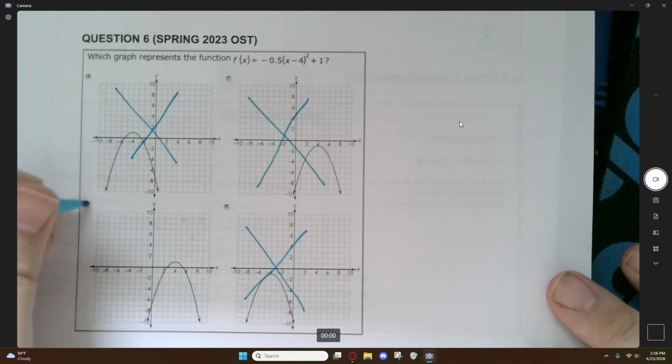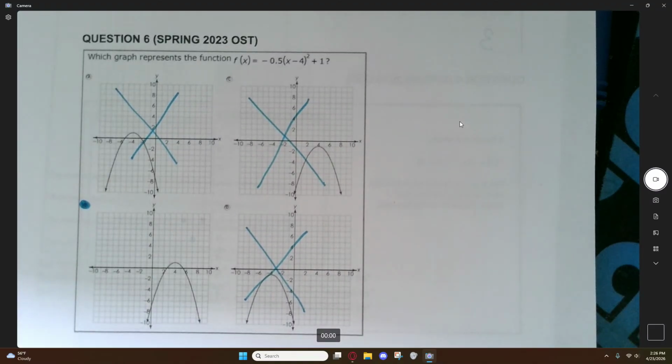And hey, wow, we only have one left. Just use the clues. This is just a matching game. It's a matching game.